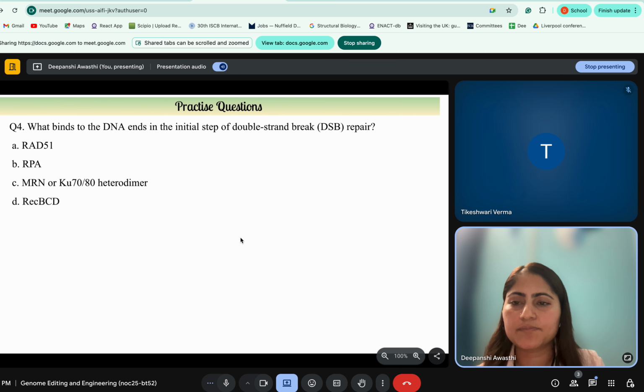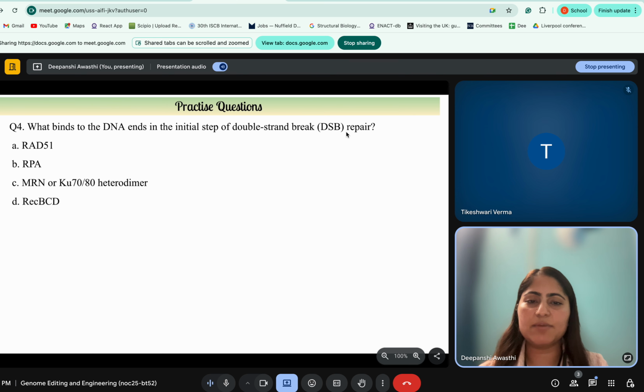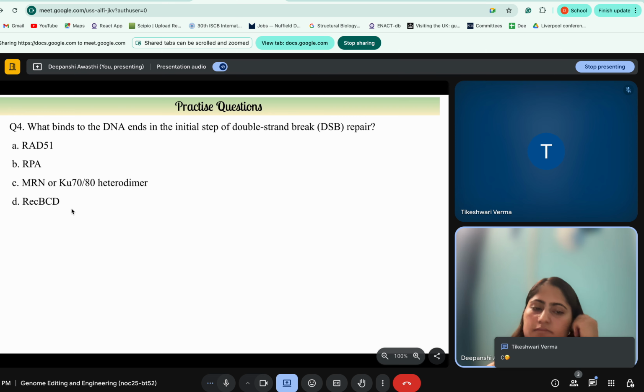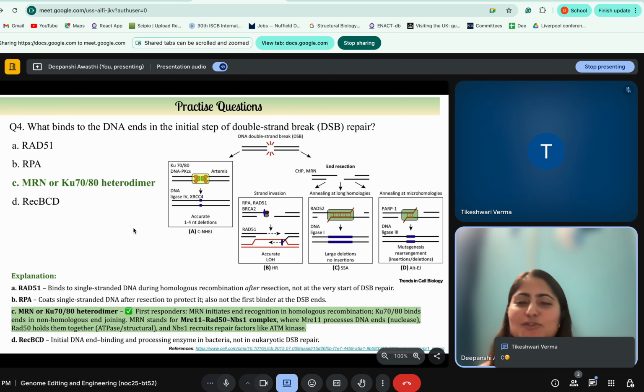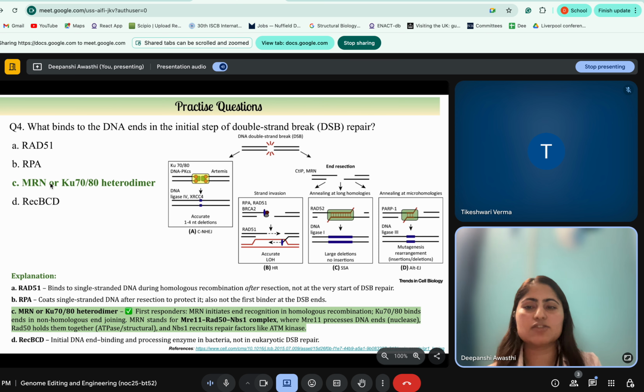Now the next question is what binds to the DNA ends in the initial step of double strand break repair? Option A Rad51, option B RPA, option C MRN or Ku70/80 heterodimer, and option D is RecBCD. Yeah, you're right. So the right answer is MRN and Ku70/80. MRN we have seen in the case of homologous recombination and Ku70/80 in the case of non-homologous end joining.